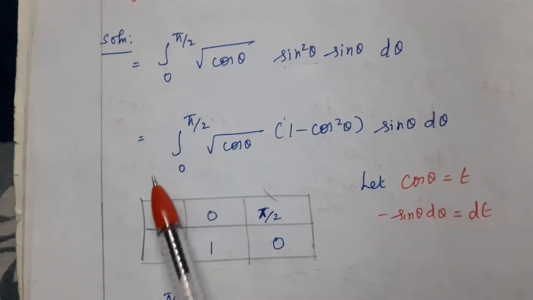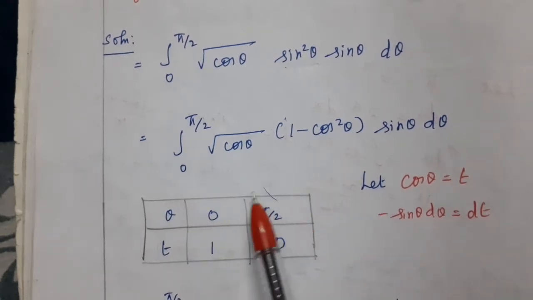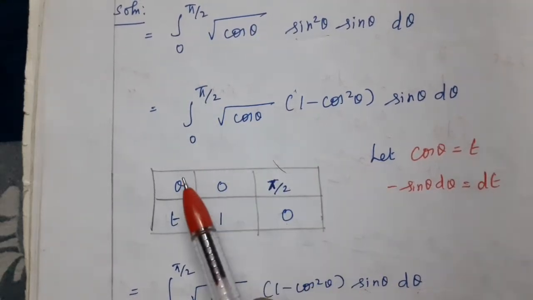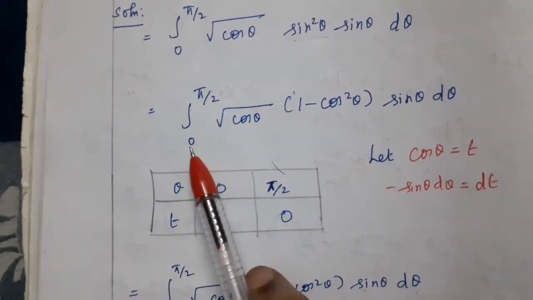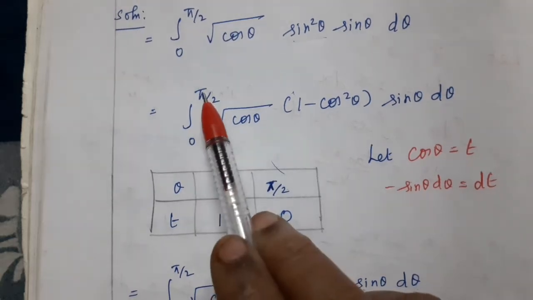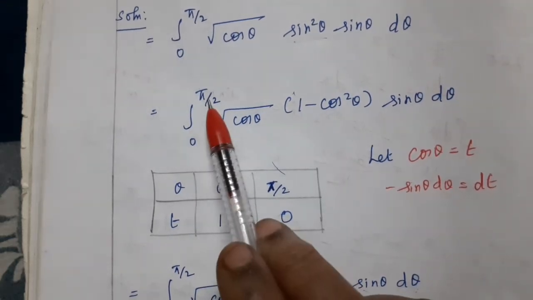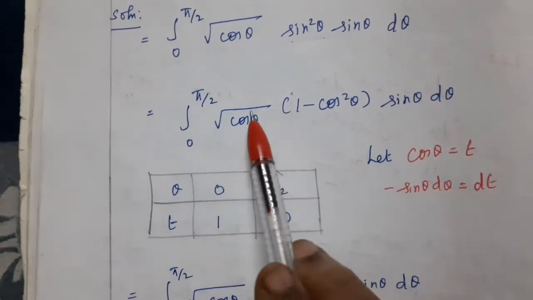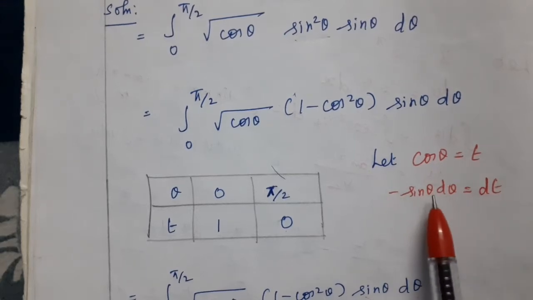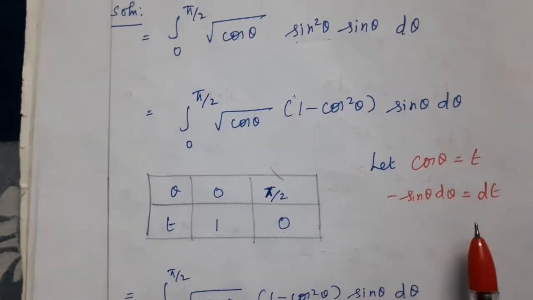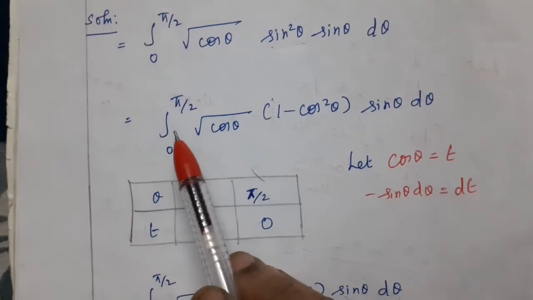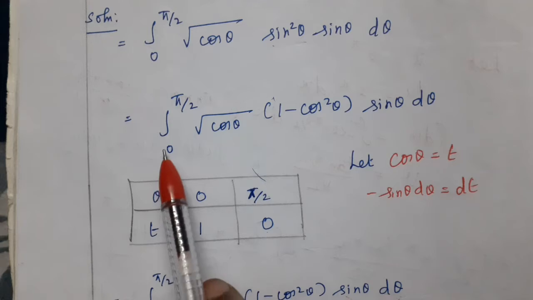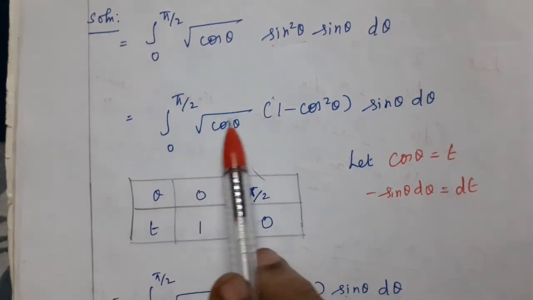Now we are going to change the limits, because there is no formula. If the variable is changed, the limits also will change. The limit of theta is 0 to pi by 2. See here, let cos theta equal to t. After differentiation, cos theta becomes minus sin theta d theta. Substitute theta equal to 0: what is our t value? Because of the change of variable, we take cos theta equal to t.